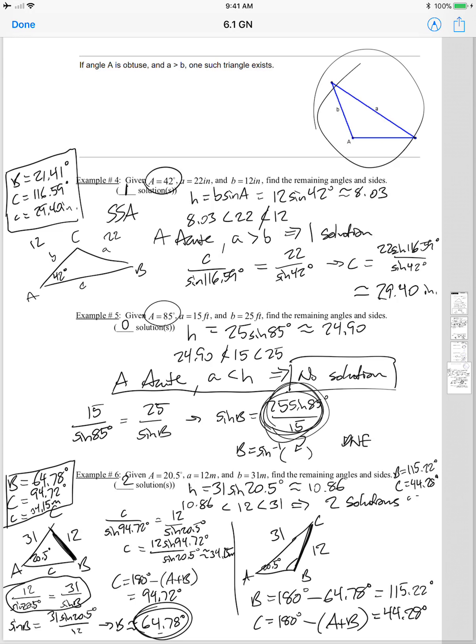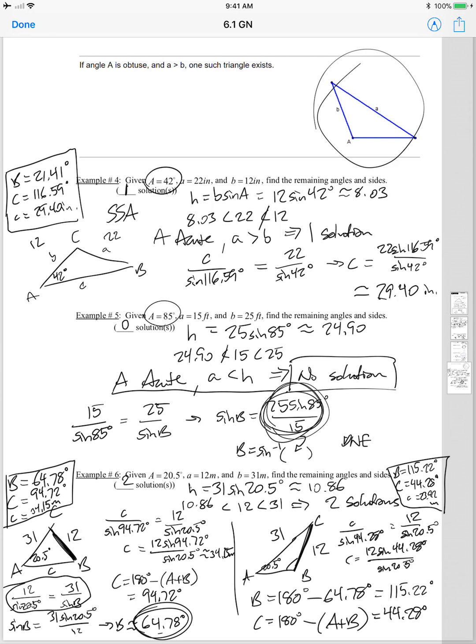And then side length C, it's going to be C over the sine of 44.28 degrees equals 12 over the sine of 20.5 degrees. So C is 12 sine of 44.28 degrees over the sine of 20.5 degrees. Plug that into a calculator and we get 23.92 meters. Two possible solutions given this information. There were two possible triangles.